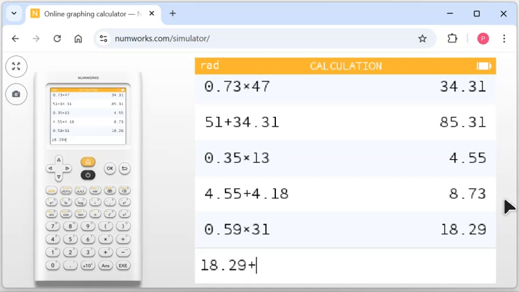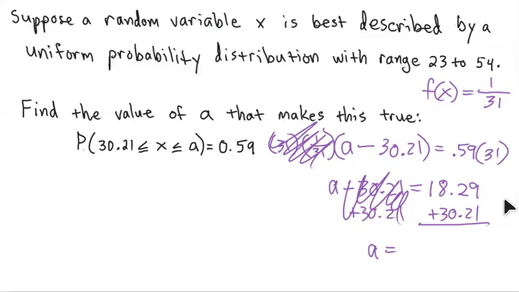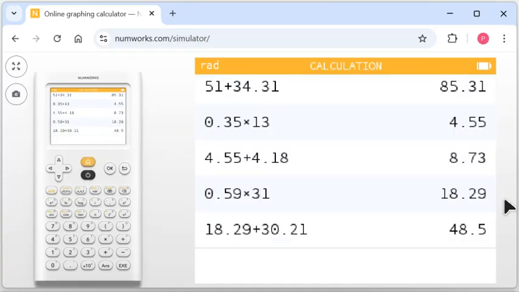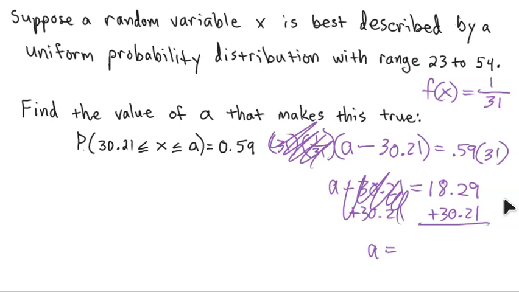18.29 plus 30.21. Did I get that right? Yep. And then enter. We get 48.5. So A is 48.5. That's our answer. That's the number that goes right here. And it is larger than 30.21. And the proportion in between those two numbers is 0.59.